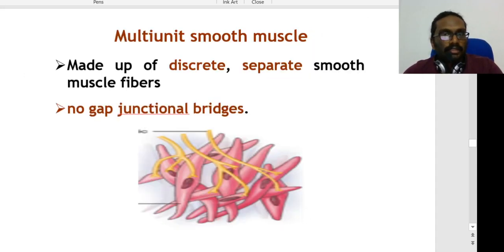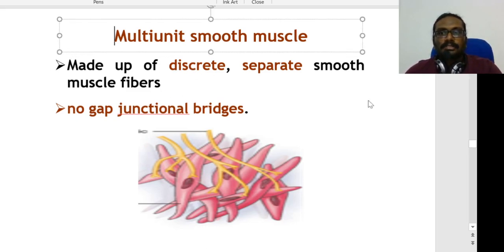Coming to multi-unit smooth muscles, ഇതിൻ്റെ പ്രത്യേകത, they are made up of discrete, separate smooth muscle fibers. ഇവിടെ നിങ്ങൾ സ്മൂത്ത് മസിൽസ് എടുത്തു കഴിഞ്ഞാൽ, they are all present as a group. They are all discretely present together, but the importance is they don't have gap junctions. They don't share the information. അതുകൊണ്ട് തന്നെ they all get nerve supply from different neurons.